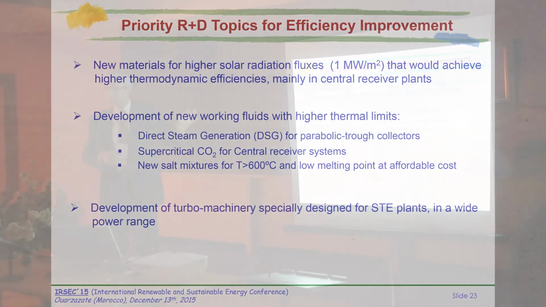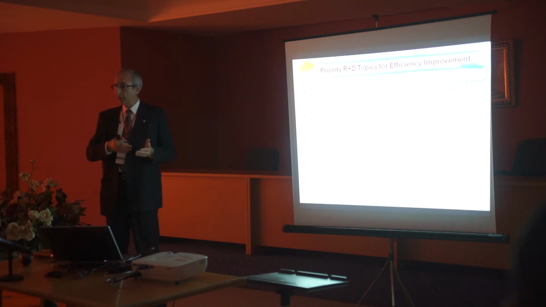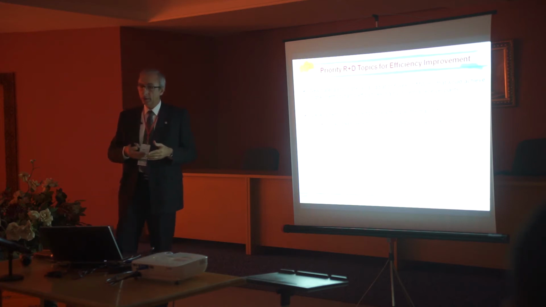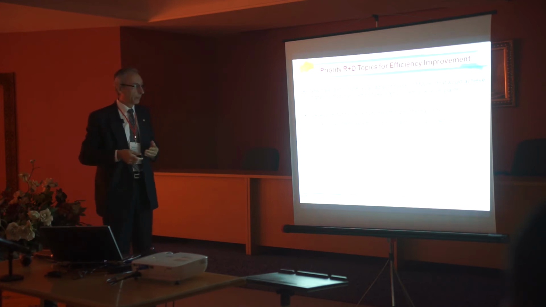But the technology for the solar field, the technology to produce high pressure and high temperature steam directly in the receiver tubes of the parabolic trough, is already available. There is no problem to increase the temperature at the outlet of the solar field, because there is no thermal limit for the steam. There is a clear thermal limit for the thermal oil, but such a thermal limit does not exist for the steam.